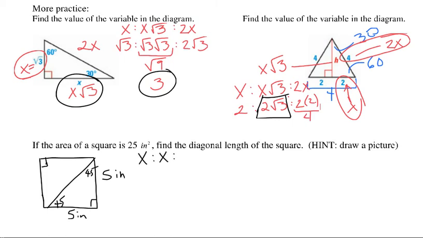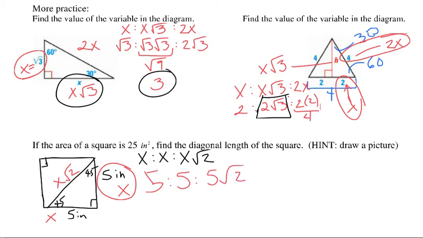Next, we have the ratio numbers we need to put into our picture. I have the value for the x already, so x is 5. So my x's are all equal to 5, so we'll have 5, 5, and then 5 square root 2, and we're looking for the diagonal. That would be this last measurement here at the end for my hypotenuse. So there is my diagonal of the square.